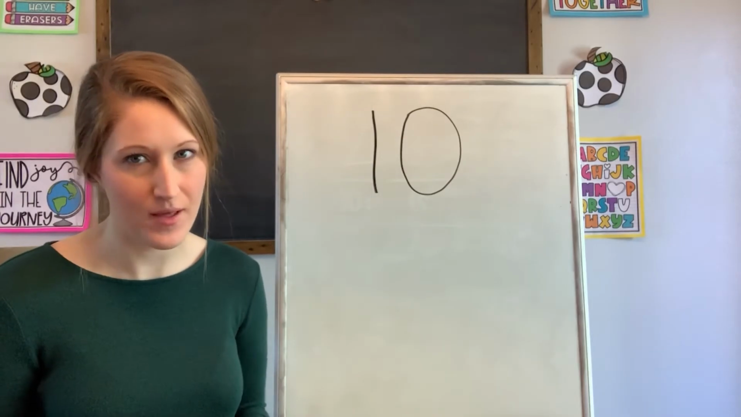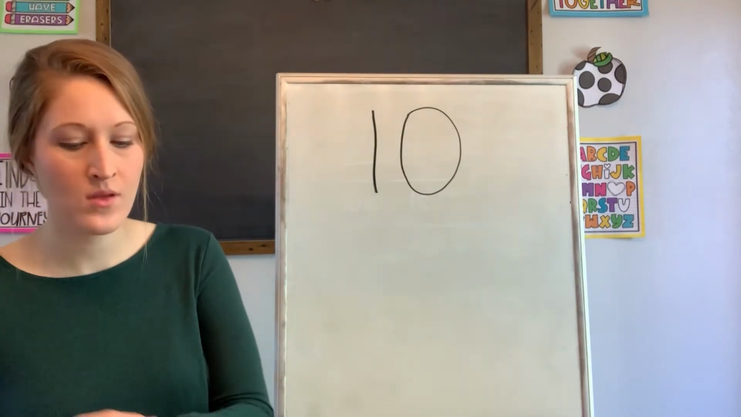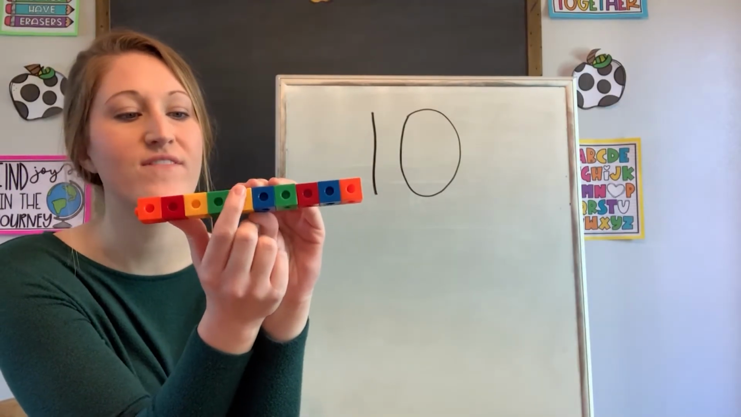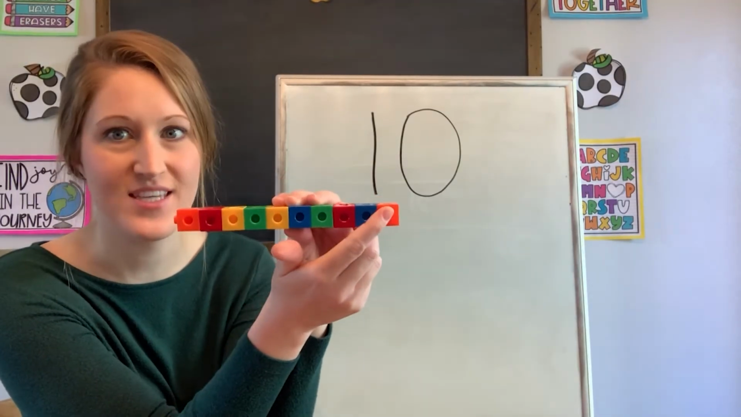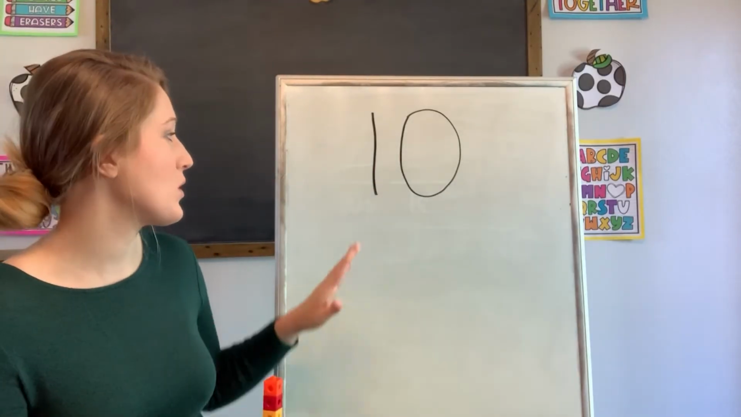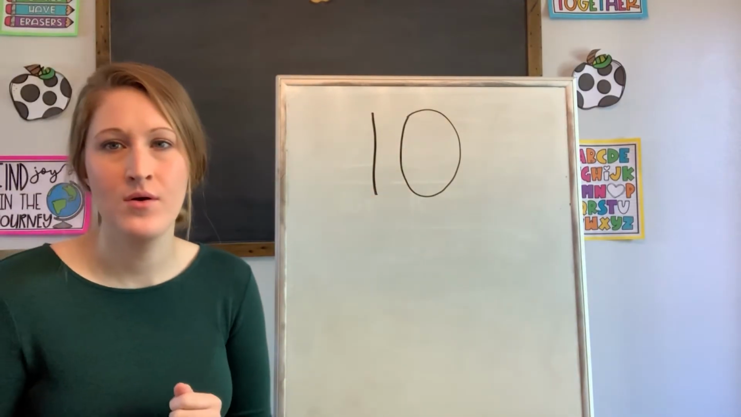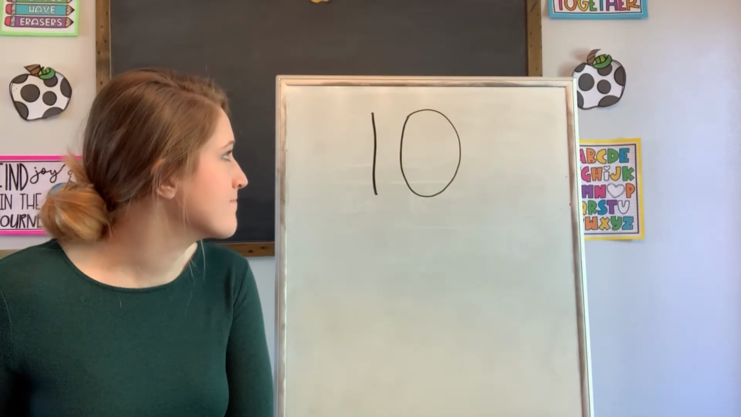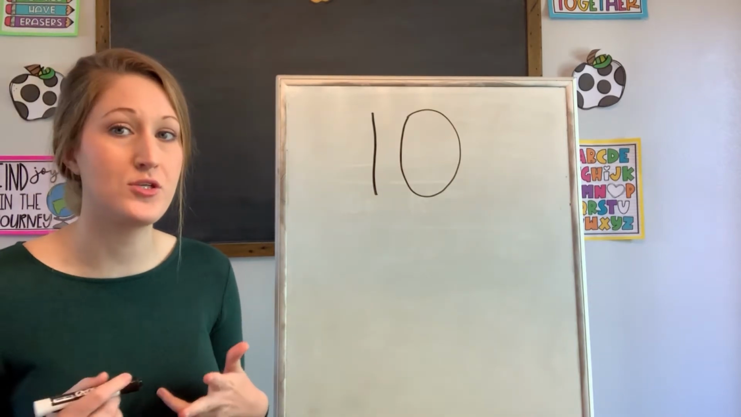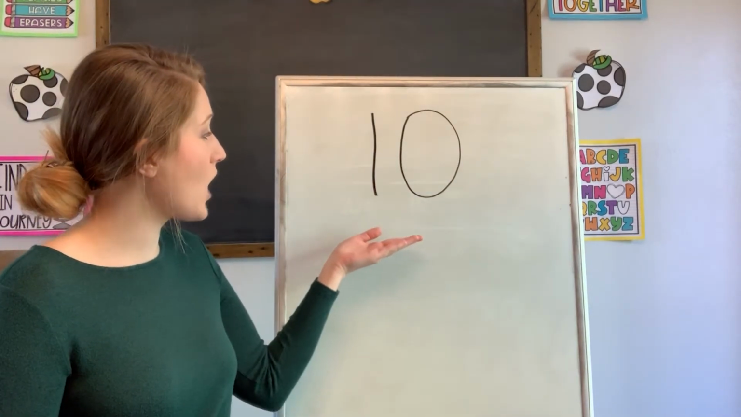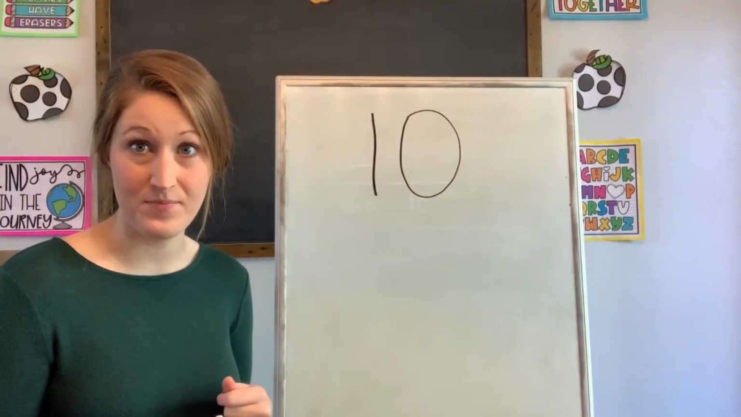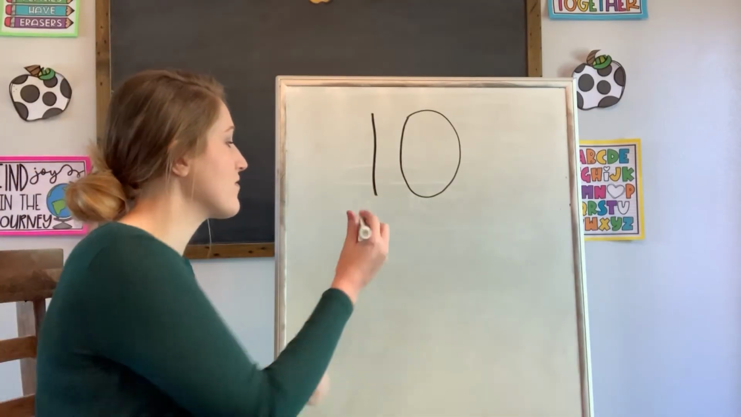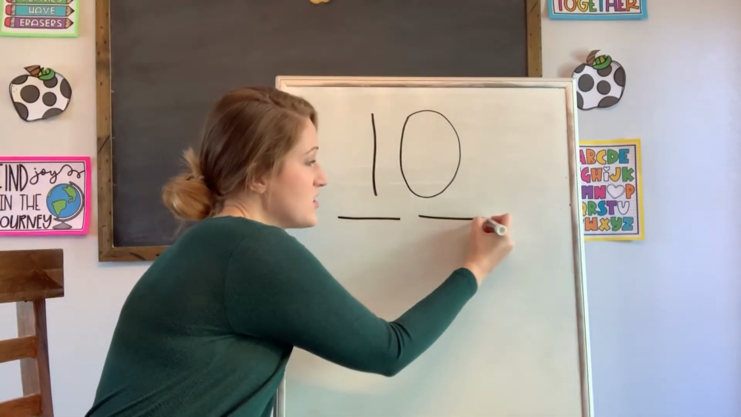All right, let's talk about this number here, 10. 10 objects, right? 1, 2, 3, 4, 5, 6, 7, 8, 9, 10. When we write the number 10, we write it as a 1 and a 0. Why do you think we might do that? Well, let's talk about the two different numbers. When we talk about a two-digit number, like 10, this number is 2 digits. A digit's a number, so we have the digit 1 and the digit 0.